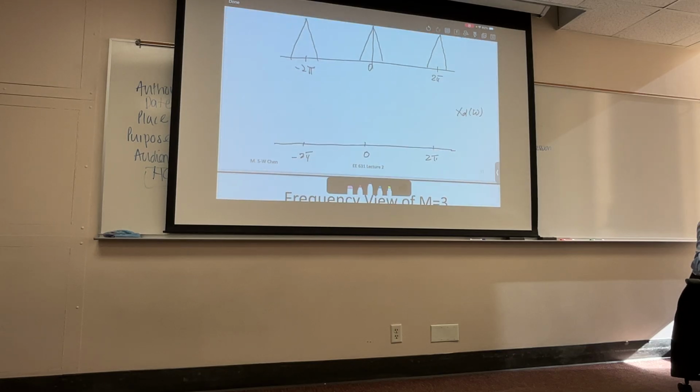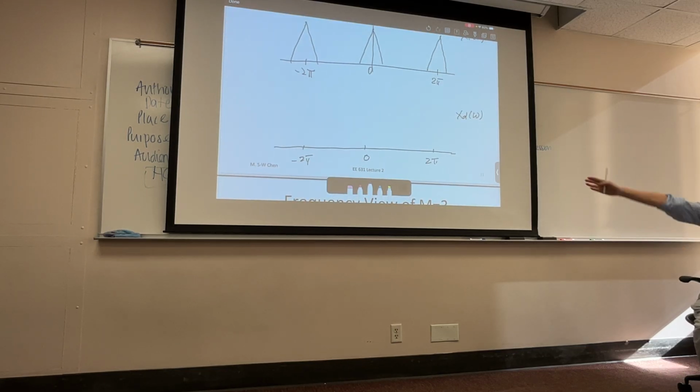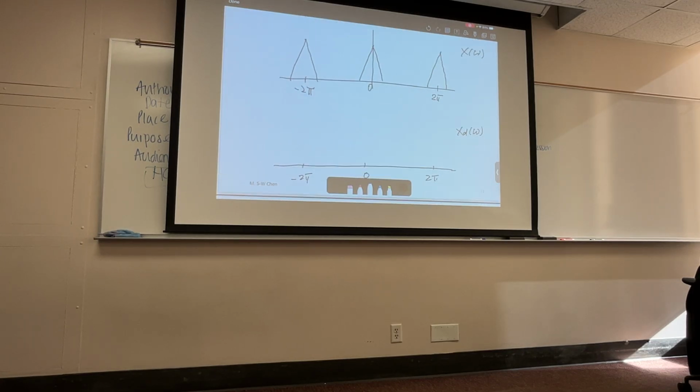So. All right, so here, what should we do? 0, 2 pi, minus 2 pi. Okay, so how do I draw this? Still a triangle or hexagon or square wave? Half height? Half height, everybody agree? Okay, very good. I agree.